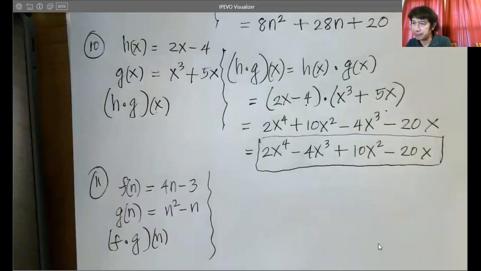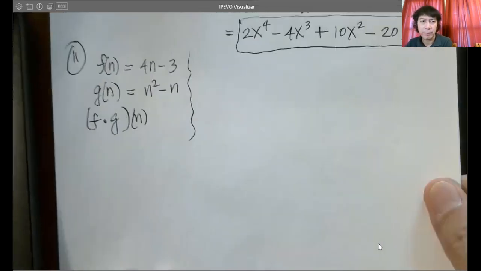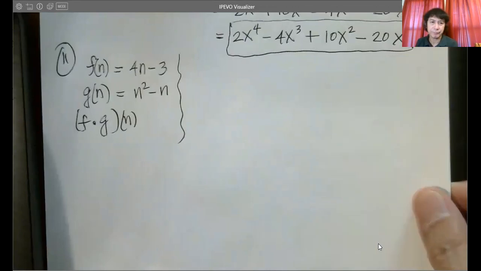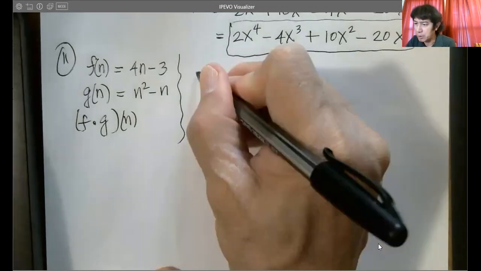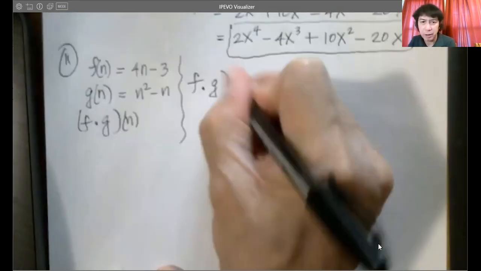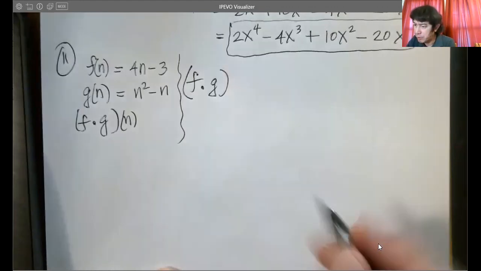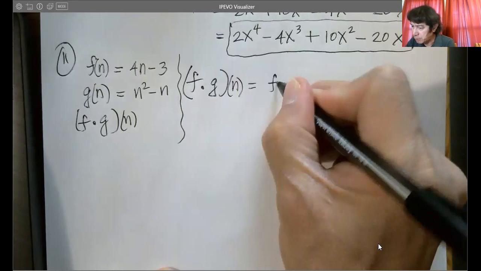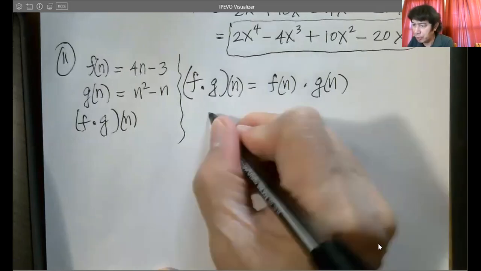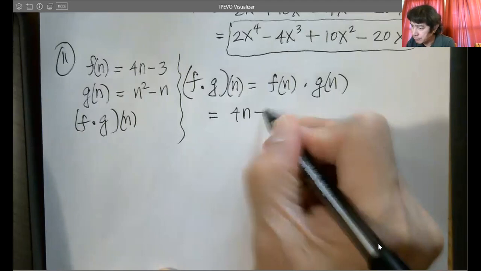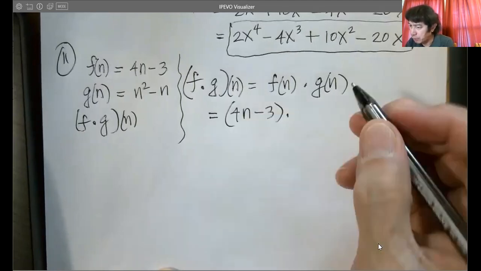Okay, here's number 11. Okay. All right, you can see number 11 over here. Exactly what we have on the other screen. Function f is 4n minus 3. Function g is n squared minus n. Determine f times g of n. Okay, so we start with the symbolic f times g of n. This is equivalent to f of n times g of n. There. And this will be equal to 4n minus 3 times the g, that's equivalent to n squared minus n.